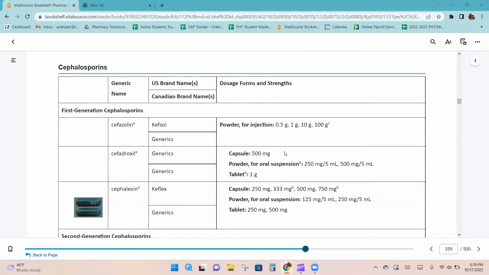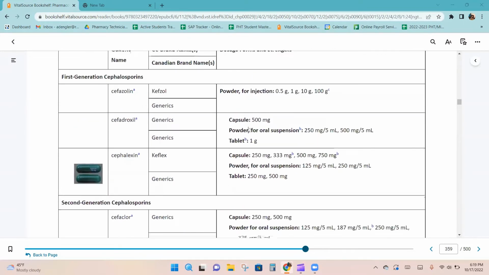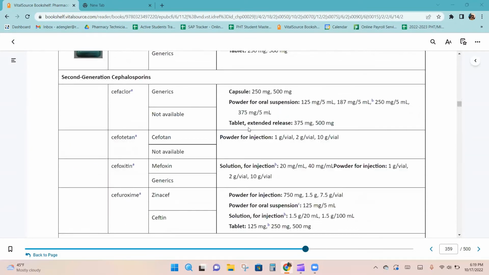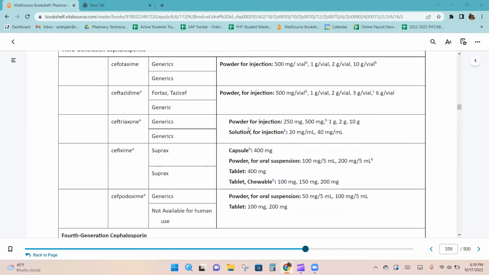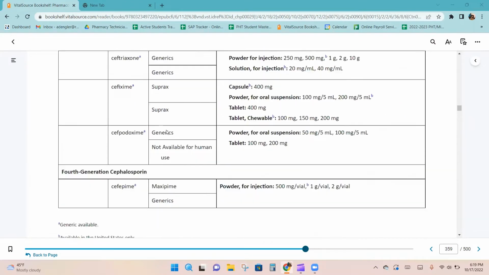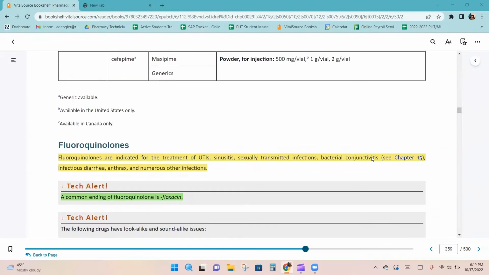So we have our chart with the cephalosporins. So we have our first generation cephalosporins like cefazolin, cefadroxil, and cephalexin. You can see all the different dosage forms as well. Second generation, cefaclor, cefuroxime. Third generation, cefixime, ceftriaxone. And then of course our fourth generation, cefepime, which is available only as an injection.